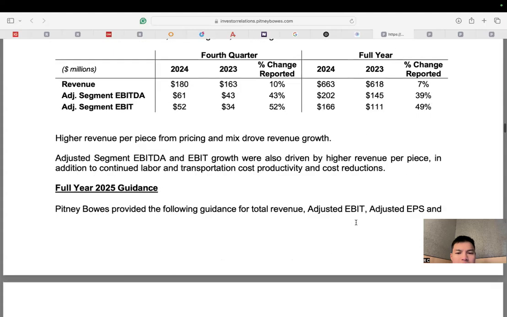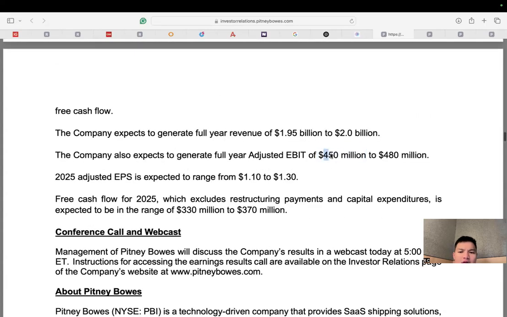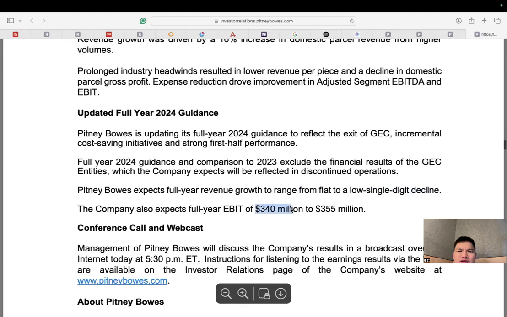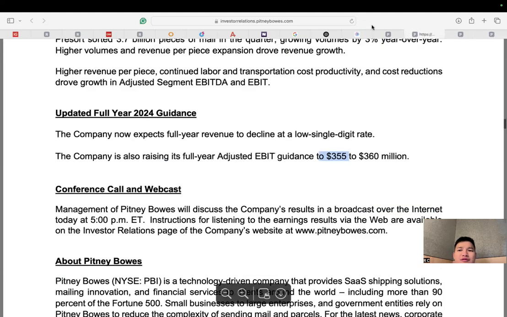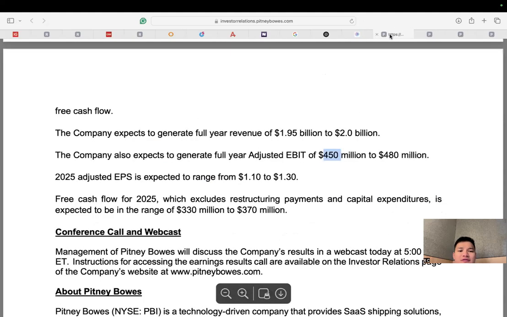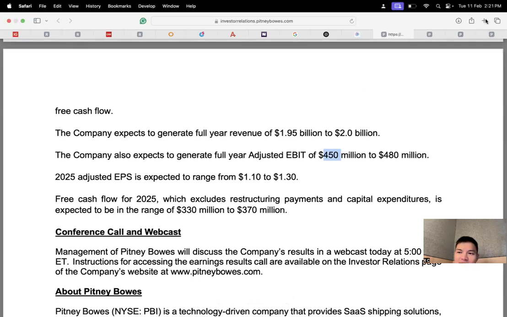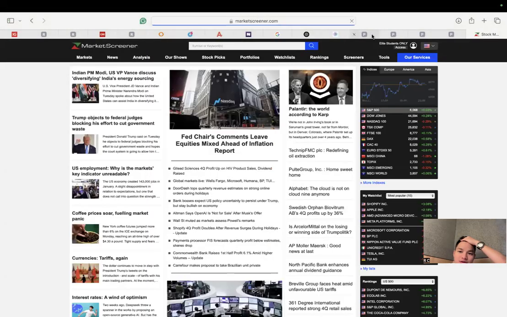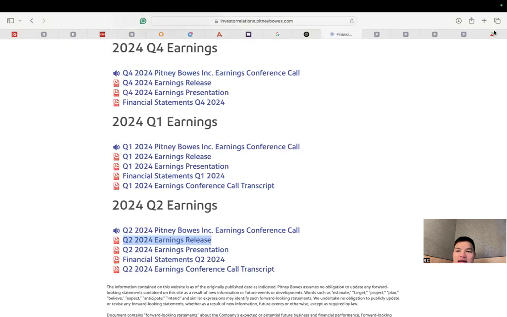Okay. Because 450 last time was 355. And then the one before was like 340. 340, 355, and 450. Okay. Crazy, isn't it? And one more thing, we can look at MarketScreener to see what this company is saying.